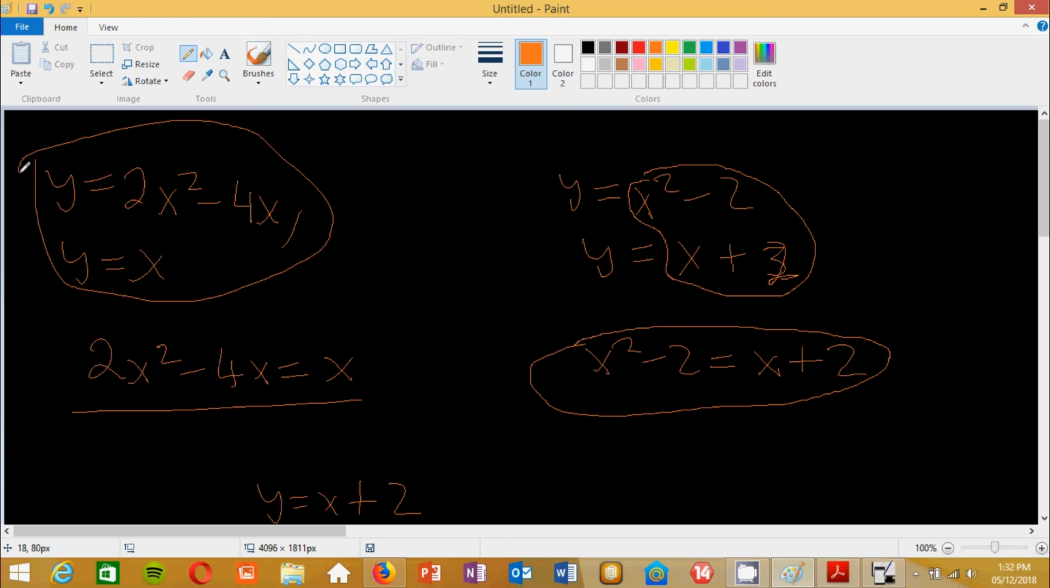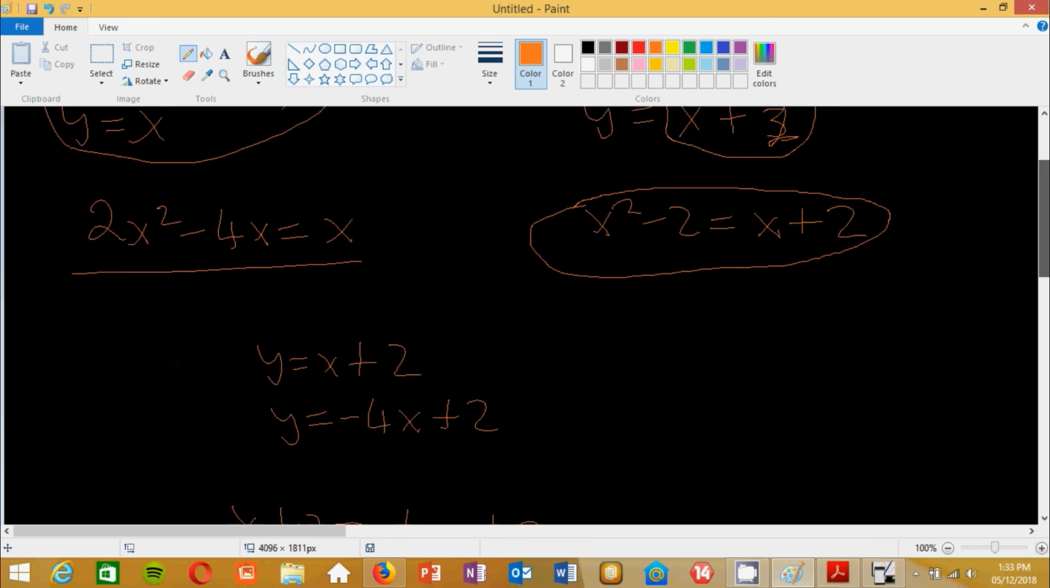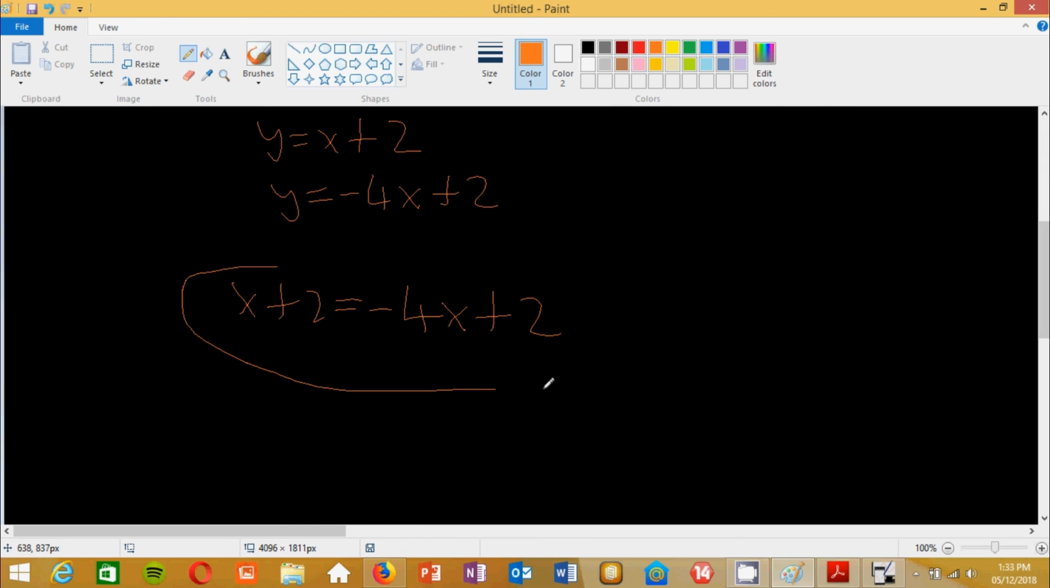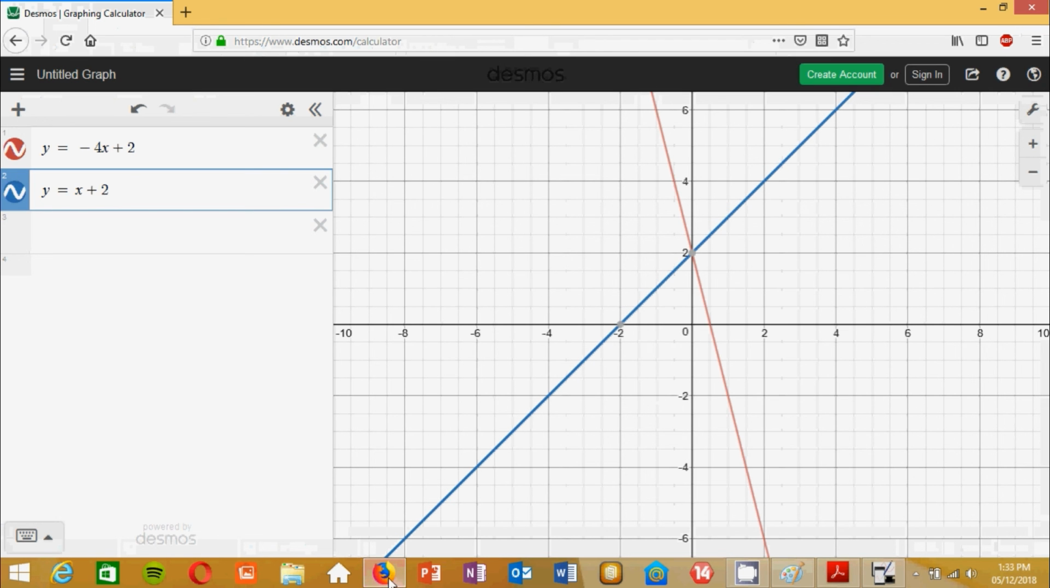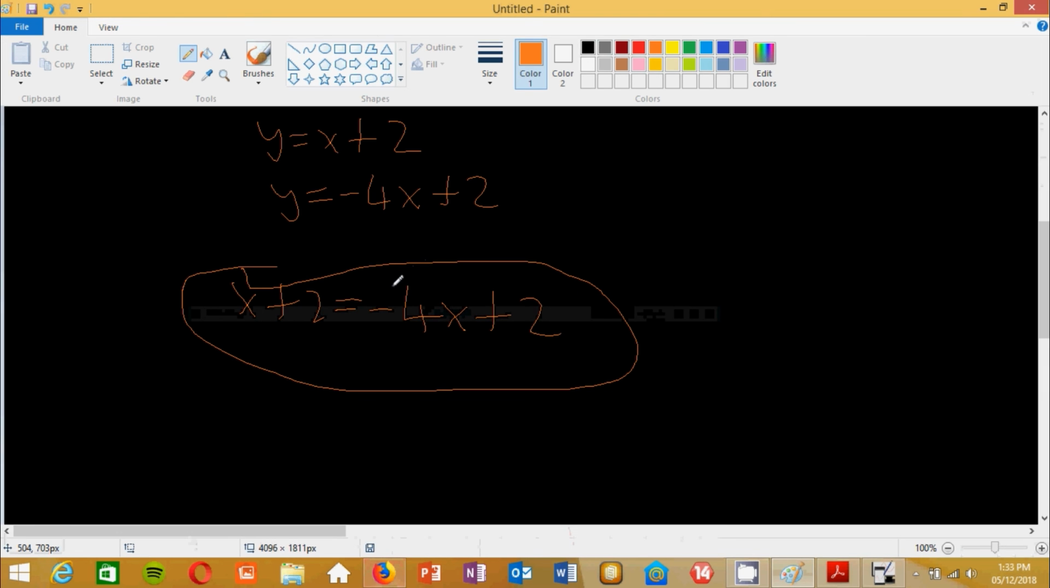Same applies here. These two graphs were meeting at 2 points. So if this equation gives us those points, and there are two, this equation should have two answers, which makes sense. It's a quadratic. If this equation gives us the coordinates where these two lines meet, and these two lines are only meeting at 1 point, then this equation must only have one answer. That's the logic behind the matter.